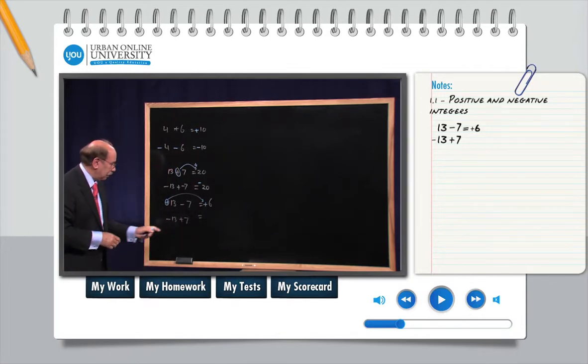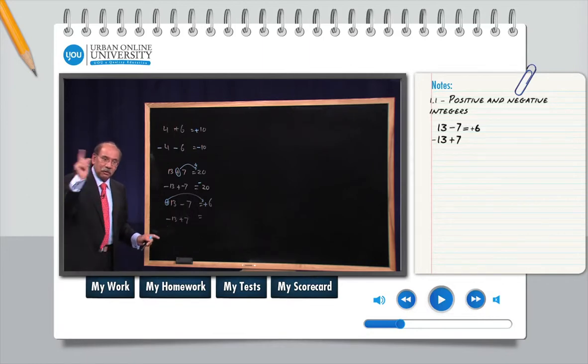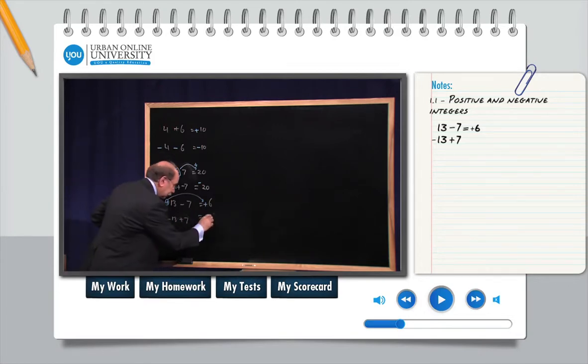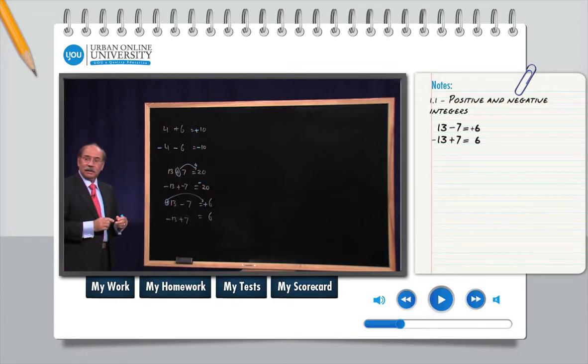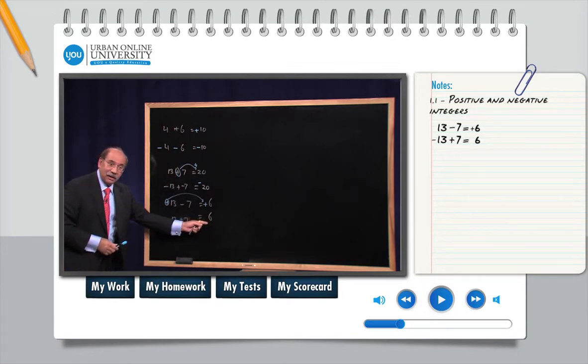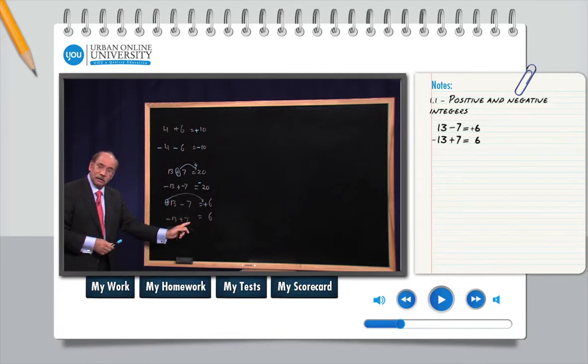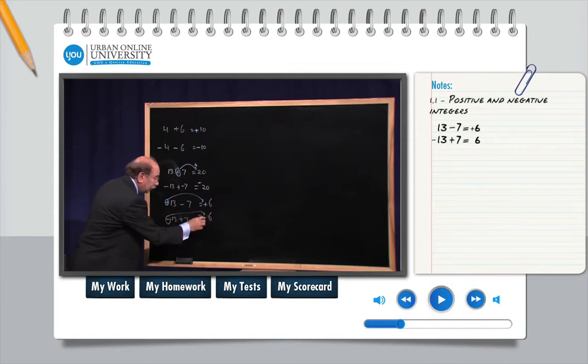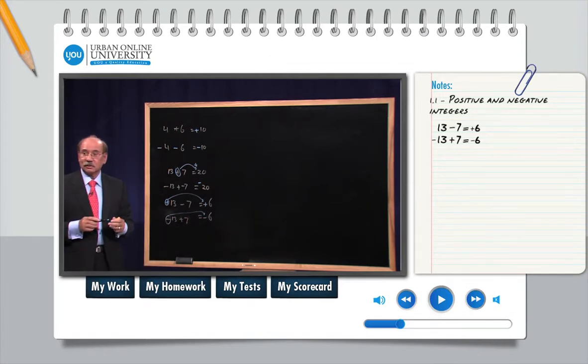Now, what do we do here? Same principle one more time. You subtract the lower number, which is 7, from the higher number, which is 13. The answer is still 6. Now, what sign will it have here? You look at the two numbers, then identify which number is larger, which is 13. It has a negative sign, so you take this sign and put it here. So the answer is negative 6.